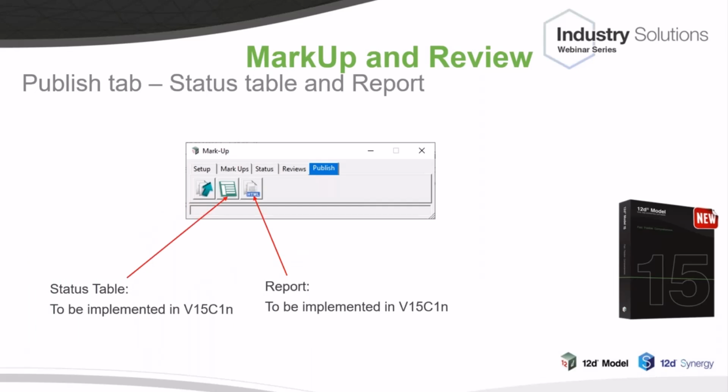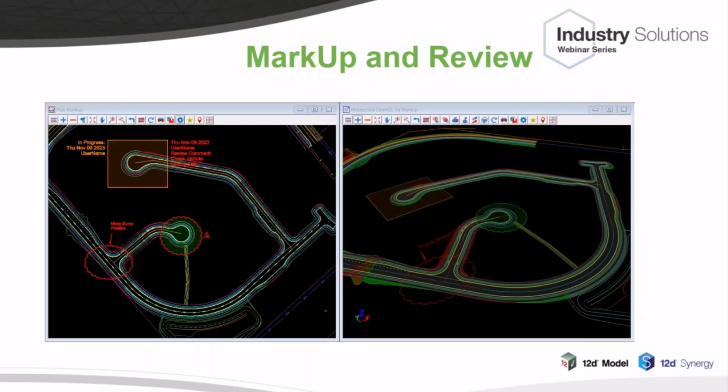There's a couple of reports we're adding in probably over the Christmas period, a status table and a report. So the information when you're doing it will look like this in a plan view, and also a lot of the information can go into a perspective view. So you don't have to leave 12D model, and anyone who picks it up in 12D view or 12D model can see that information, add comments to it, and then pass it back to you.